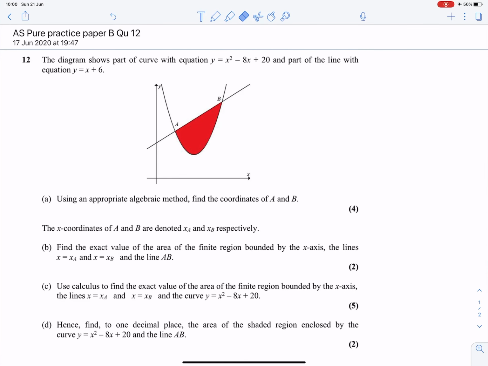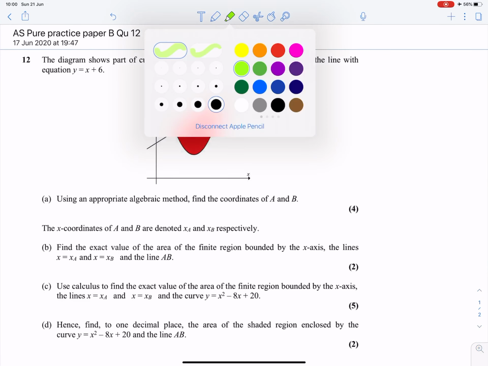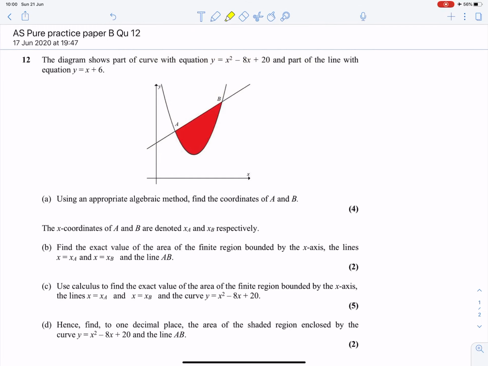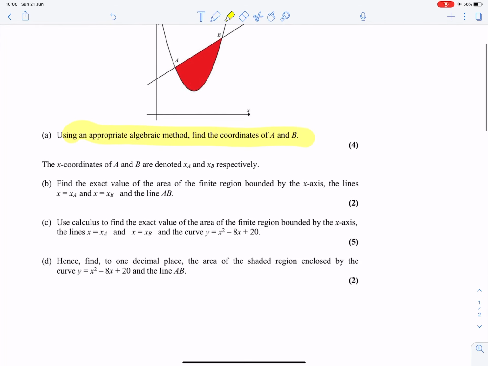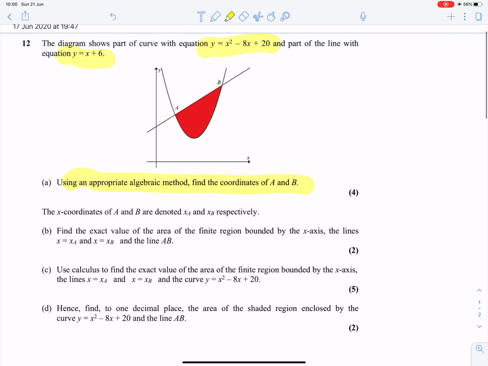Okay, so usual routine here. We need to read the question carefully at the outset. The diagram shows part of the curve with the equation and part of the line with the equation y equals x plus 6. Use an appropriate algebraic method to find the coordinates of A and B, which are the points of intersection. So we should know that where the lines intersect, the y values are the same.